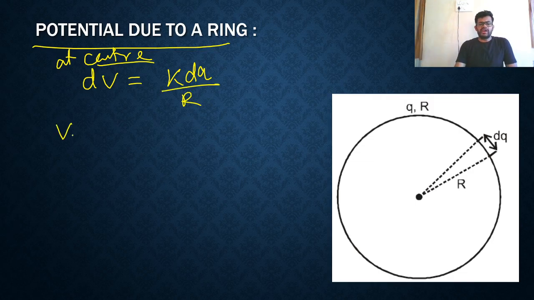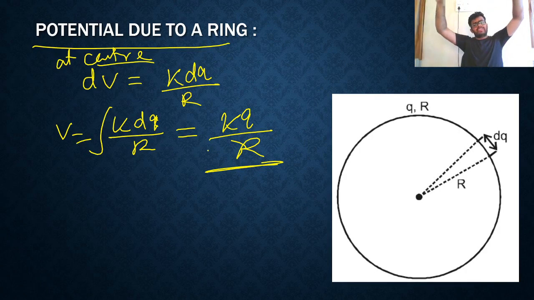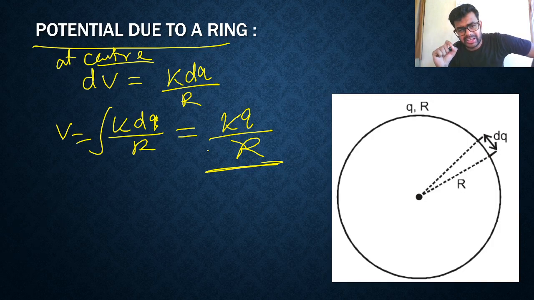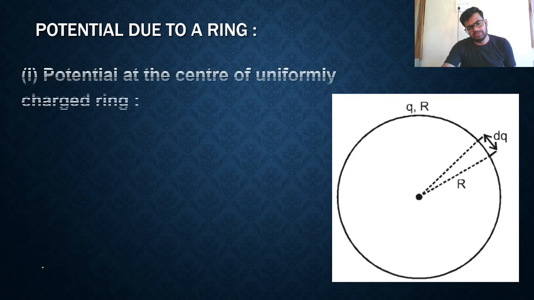Okay, so you need to find V. So what you will do is integrate k dq divided by r. r is constant, k is constant, and the integration of dq is q. So directly you are getting kq divided by r. That's all. All points on the ring have the same distance from the center, so we directly add all of this and get kq divided by r. Finally, due to the ring, the potential at the center will be kq by r.